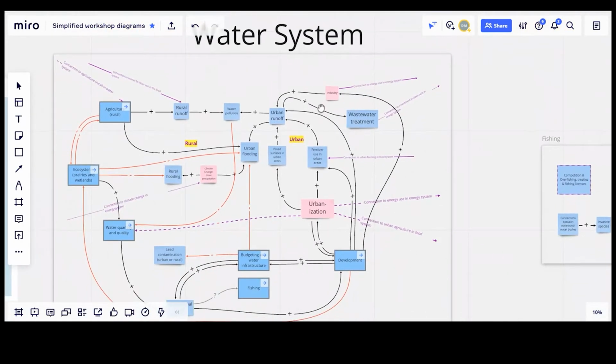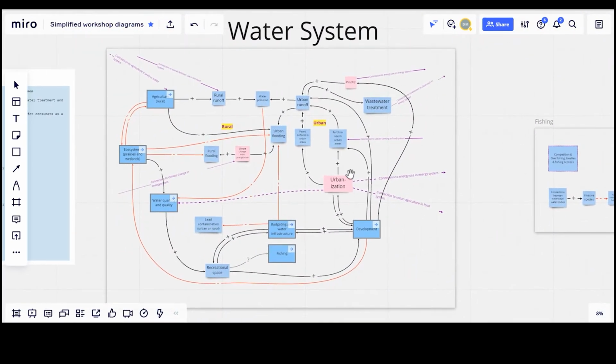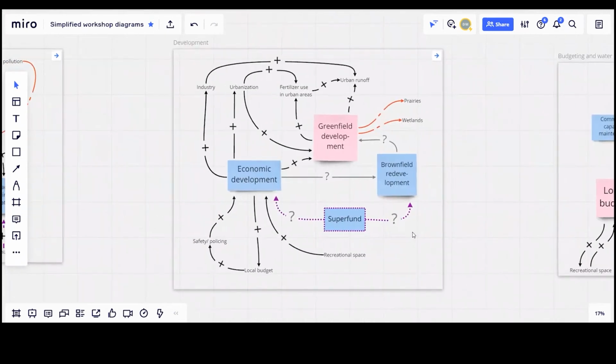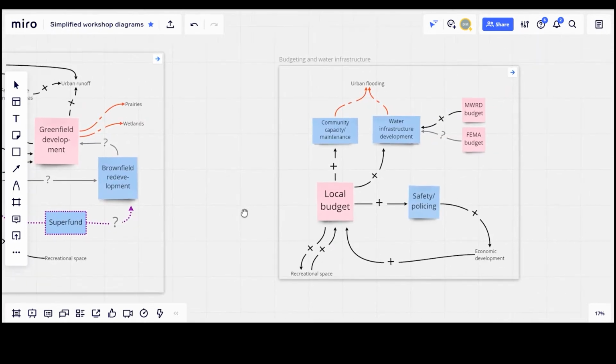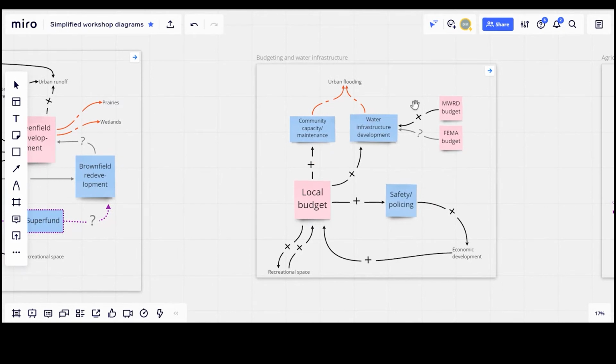In the water system, development in all forms, economic development, urbanization, reuse of brownfields, is crucial because there are both high fixed costs for maintaining existing infrastructure and huge demands for new infrastructure. Development can increase the capacities for local entities to pay for development and maintenance of infrastructure.